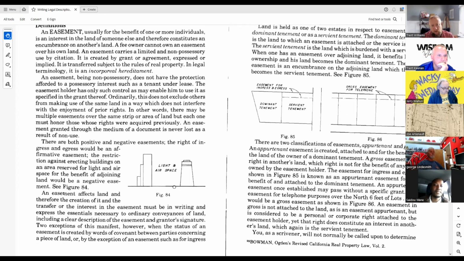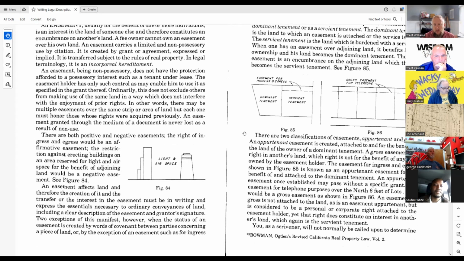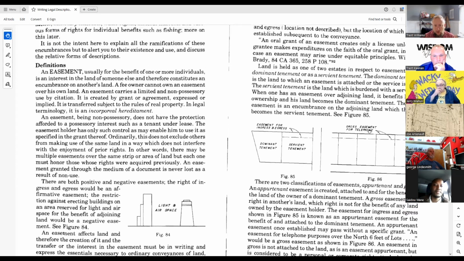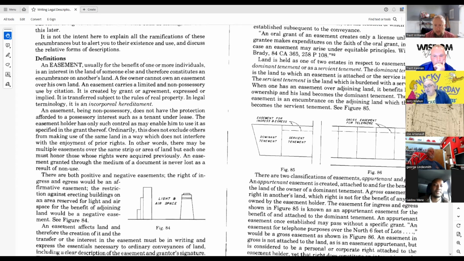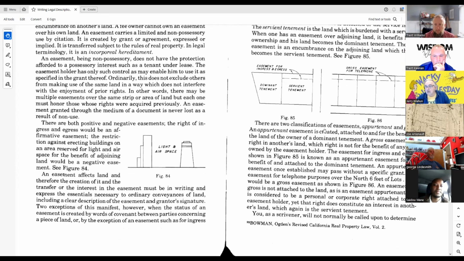He talks about light and airspace, easements for ingress and egress, easement for telephone, other utilities. As we get into this, I just want to throw it out to the group of your experiences, challenges with easements, and any questions, and we can get into some of the chapter as we continue on.